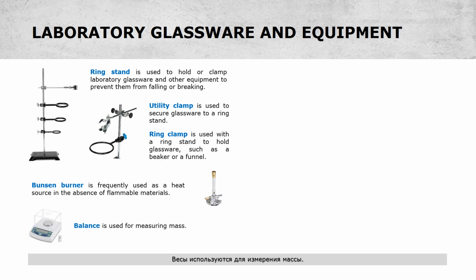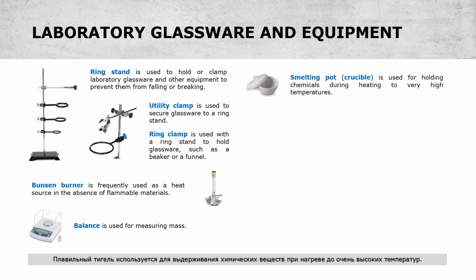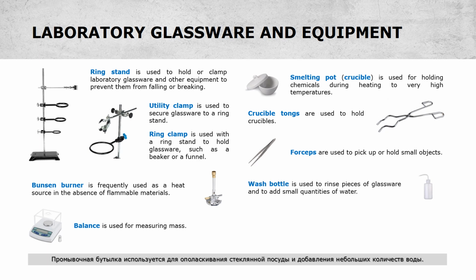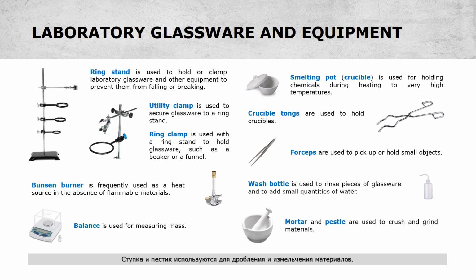Balance is used for measuring mass. Smelting pot, crucible, is used for holding chemicals during heating to very high temperatures. Crucible tongs are used to hold crucibles. Forceps are used to pick up or hold small objects. Wash bottle is used to rinse pieces of glassware and to add small quantities of water. Mortar and pestle are used to crush and grind materials.